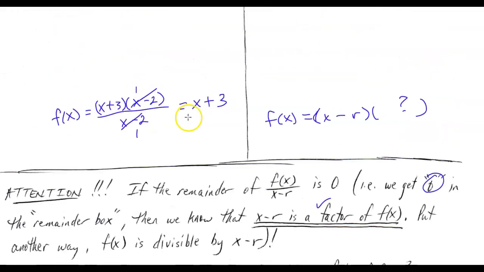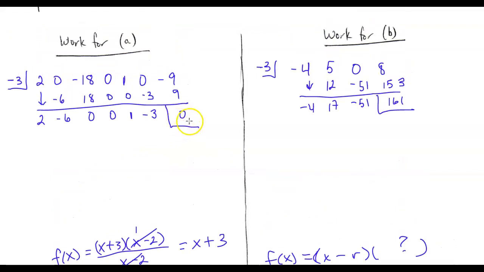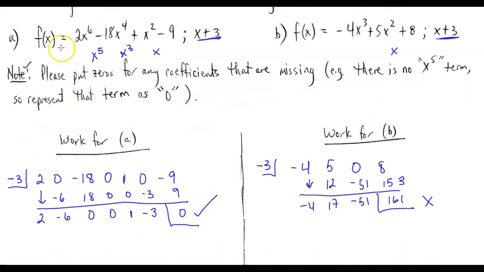Now, if we look back at what we were doing earlier, we get a 0 in the remainder box here, but we don't get 0 here. What that's letting us know is that for our first polynomial in example A, x plus 3 is actually a factor of this polynomial, 2x to the 6th minus 18x to the 4th plus x squared minus 9. We also see that x plus 3 is not a factor of this other polynomial because we got a remainder of 161.